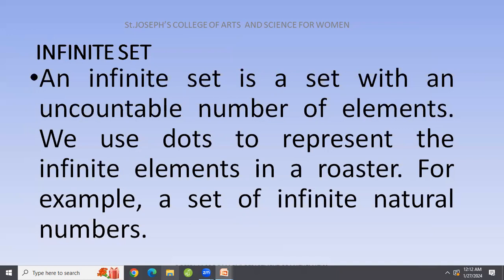An infinite set is a set with an uncountable number of elements, that is, it has infinitely many elements. We use dots to represent the infinite elements in a reference. For example, the set of infinite natural numbers.